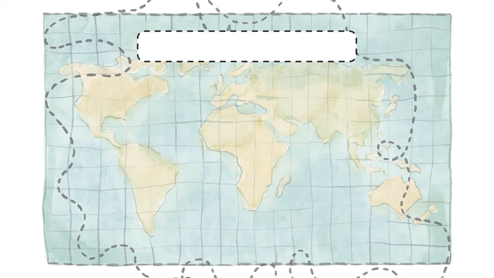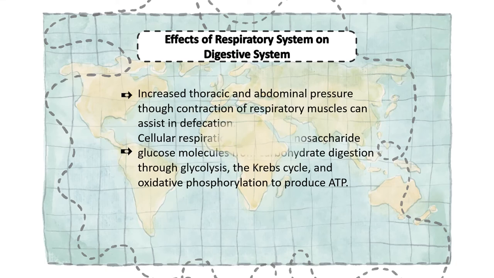So, what are the effects of the respiratory system on the digestive system? First, increased thoracic and abdominal pressure through contraction of respiratory muscles can assist in defecation. Second, cellular respiration oxidizes monosaccharide glucose molecules from carbohydrate digestion through glycolysis, the Krebs cycle, and oxidative phosphorylation to produce ATP.